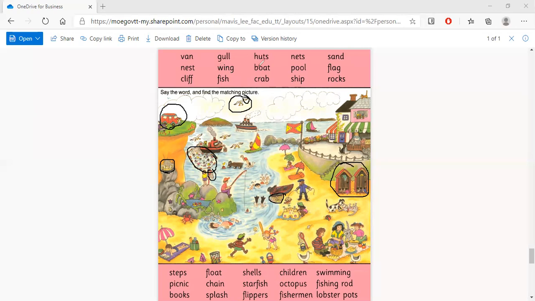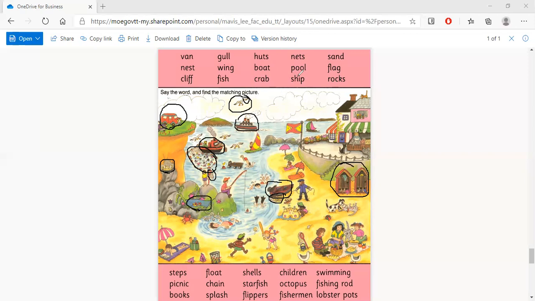Then we have boat. There are many boats on the sea. There's one boat, two boats, and three boats. Pool. Someone's in a pool. Do you see a pool anywhere around? We're looking for a pool. Here's a pool with a fish in it. A little bit of water here, surrounded by these rocks. That's a pool.